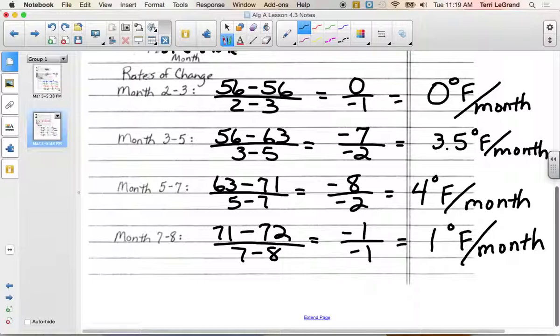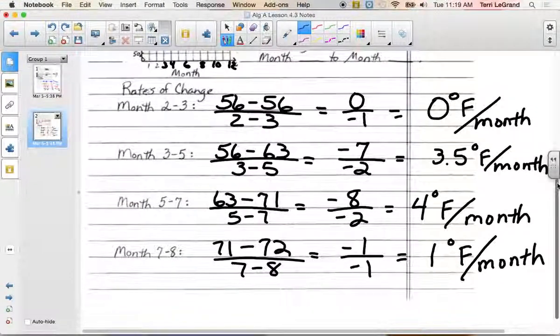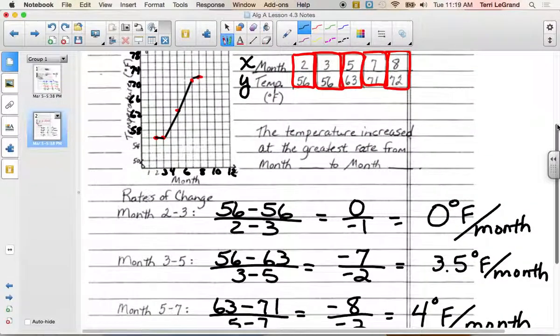Okay, now we can look at this and say, where was the greatest rate of change? From which month to which month? From month 5 to 7. 4 is greater than 3.5, isn't it? So we're going to go back up here and answer. That is from month 5 to month 7.